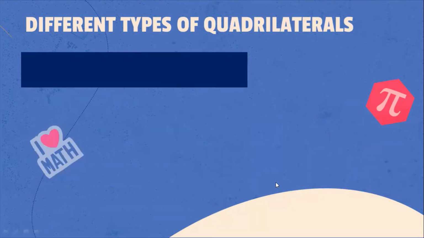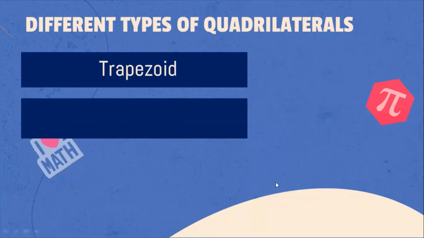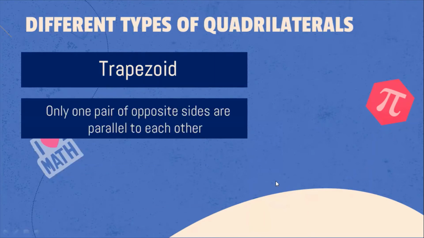Next one, trapezoid. What are the attributes of a trapezoid? Only one pair of opposite sides are parallel to each other. These are the opposite sides which are parallel. That means they will never meet no matter how long you extend them.